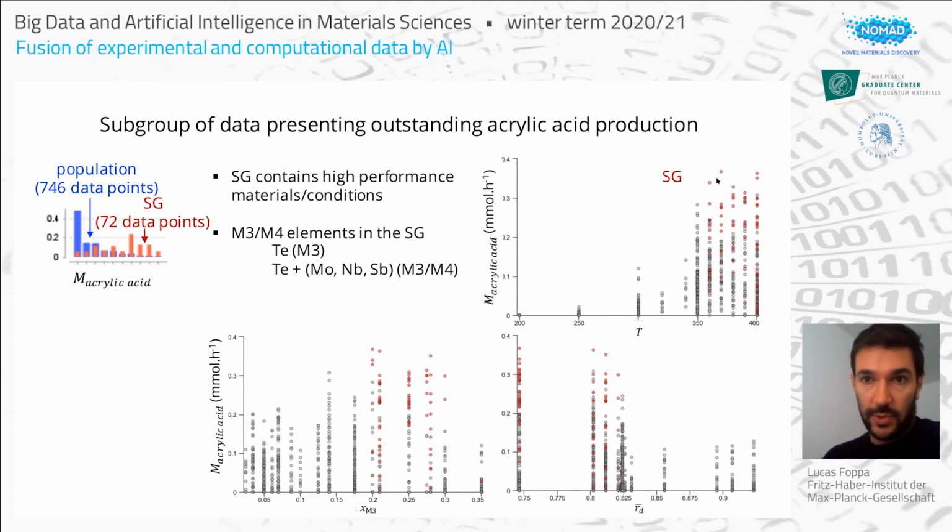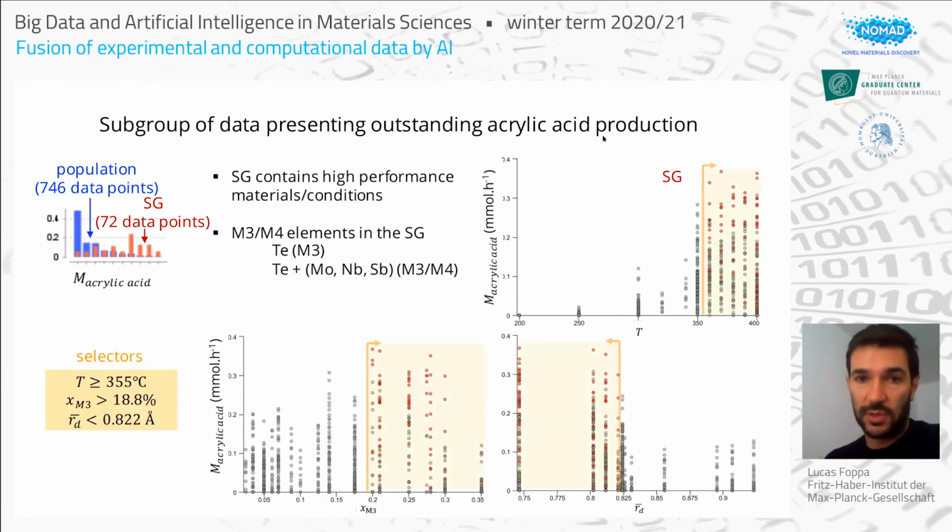So we have the subgroups, and as I told you before, we also have the selectors, these rules that define these subgroups. Here are the selectors for this subgroup we found here. The temperature in the subgroup has to be higher than 355, as shown here. The amount of M3, so the composition in M3, is higher than a certain threshold, as shown here.